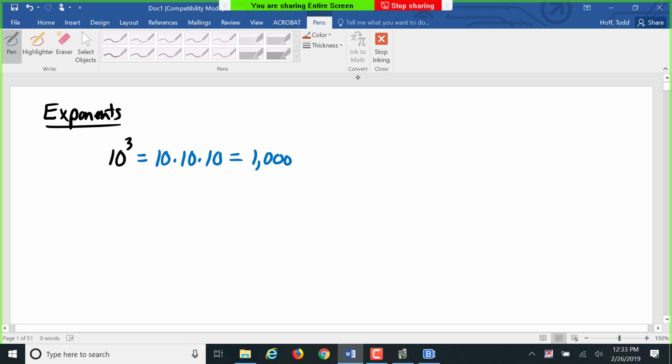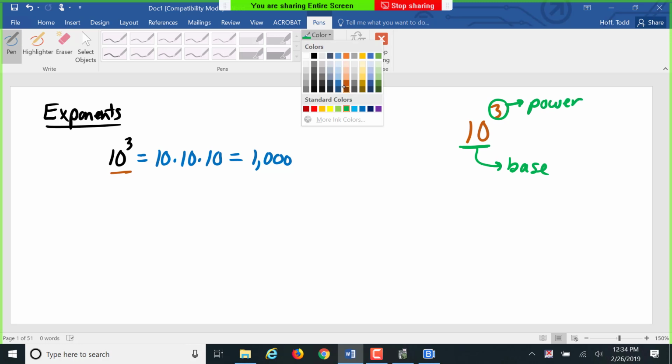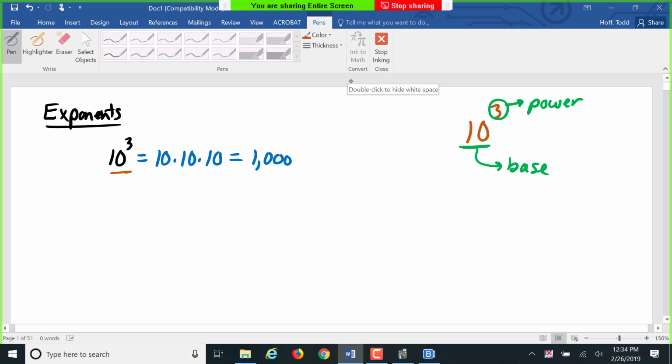Now at this point, I'm going to trust that you all know how to enter that into your calculator using the caret key or whatever key your calculator has. But I just want to repeat the parts of the exponent. That whole thing there, 10 to the third power, is an exponent. The 10 is considered the base of that exponent. The 3 is considered the power. So everything we're going to do today, we're going to be talking about exponents with the same base.